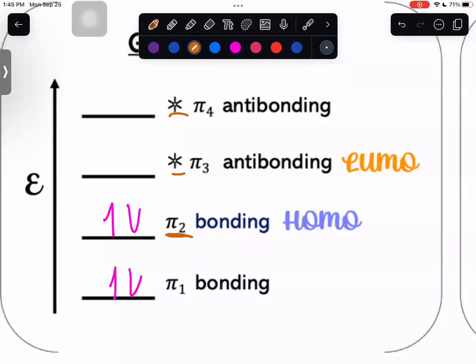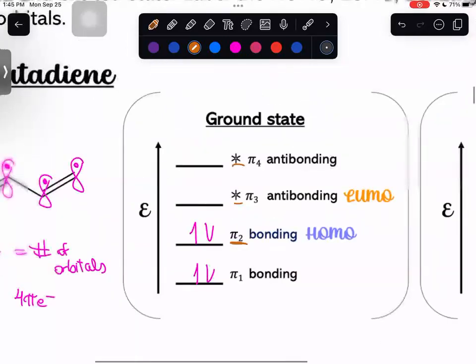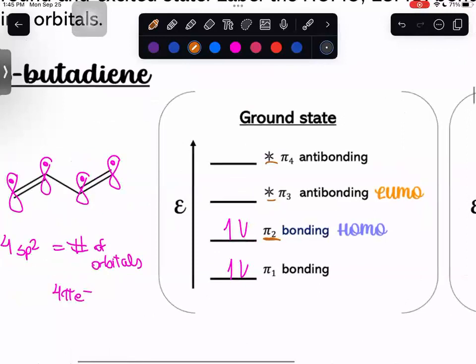Now, the definition for LUMO is that you're looking for the lowest orbital in energy that has no electrons at all. So far, pretty simple. Questions so far? We're going to be doing a lot of practice ones on this.